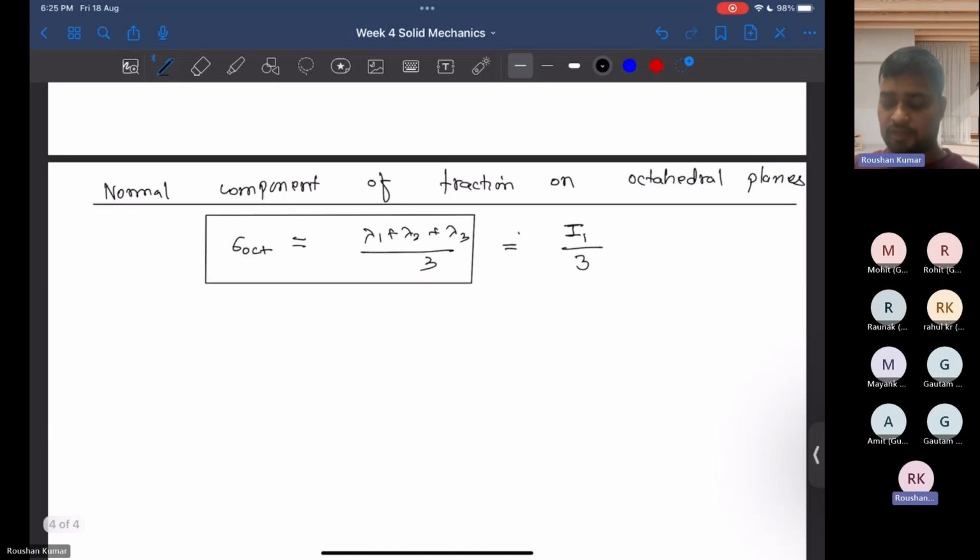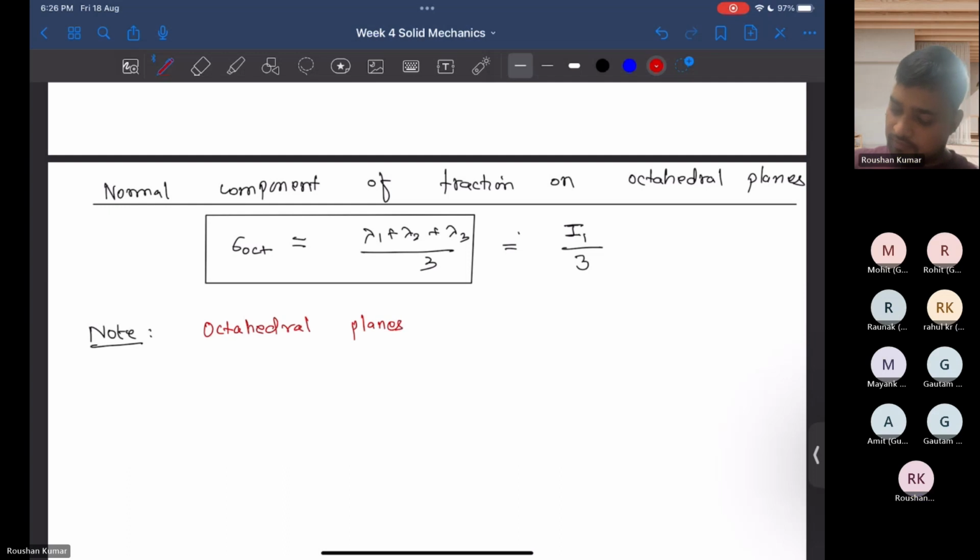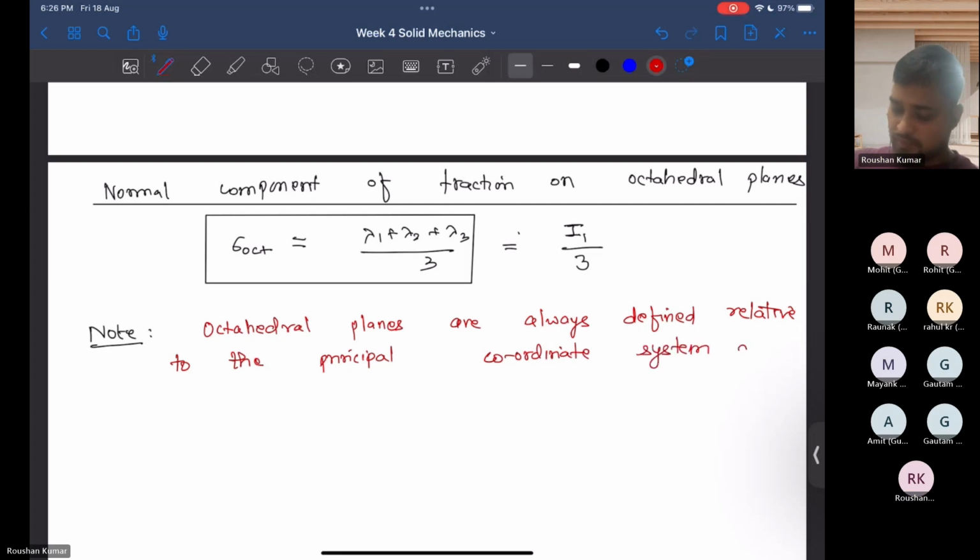One thing I would like to mention here is that octahedral planes are always defined relative to the principal coordinate system and not relative to any general coordinate system, that is the E1, E2 and E3 coordinate system. So I write one important note: octahedral planes are always defined relative to the principal coordinate system and not relative to any general coordinate system.